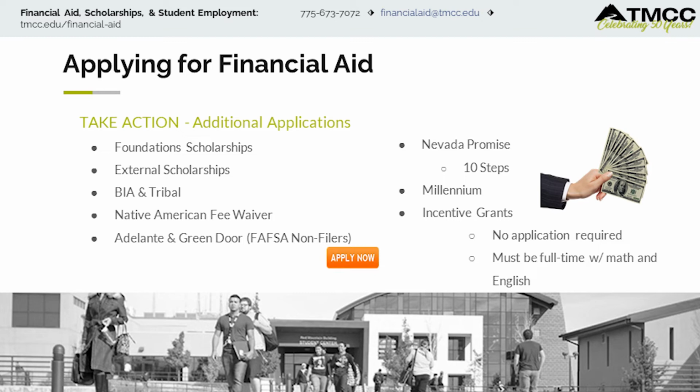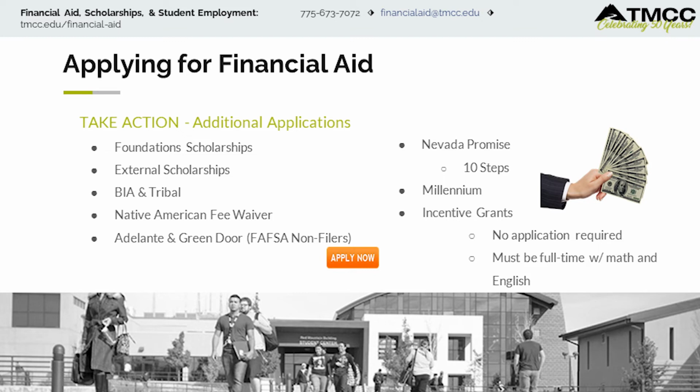BIA and tribal awards are typically obtained on a need basis. A needs analysis form is turned into our office and then submitted to the tribal office. Most BIA awards require a student to have completed the FAFSA and a financial aid file before funding is determined.